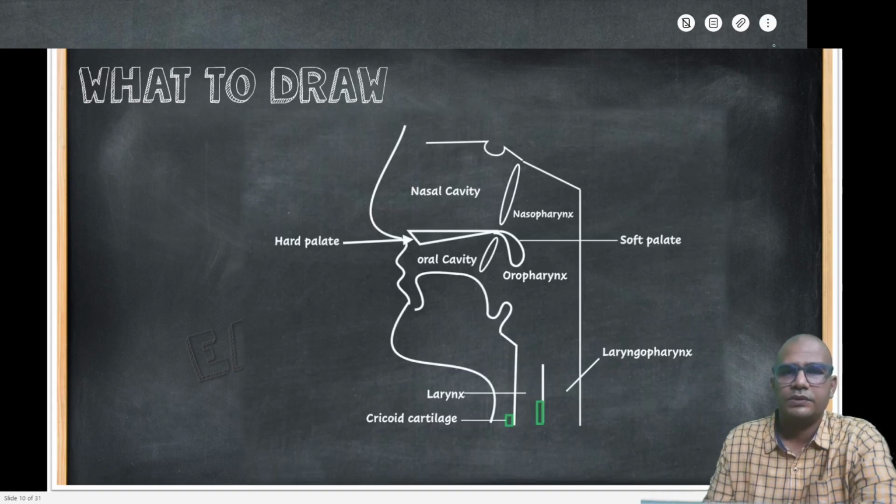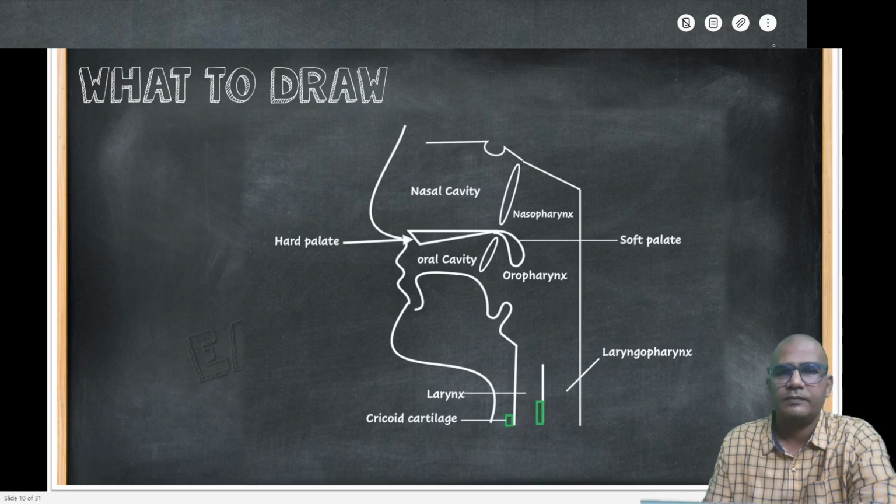So we have seen the schematic diagram. Now let us see what we should draw. We should draw this particular diagram instead of a schematic diagram. So you will get at least a few marks if you don't remember the detailed diagram. You should show the nasal cavity, oral cavity, nasopharynx, oropharynx and laryngopharynx. So let us see how to draw this diagram.